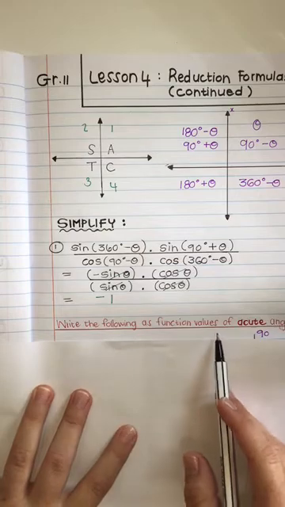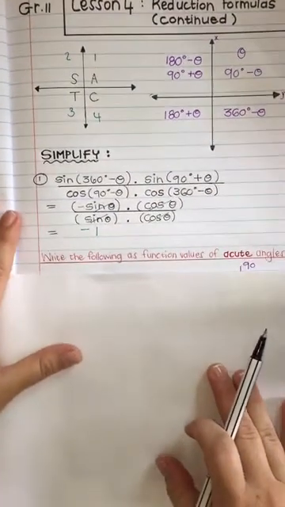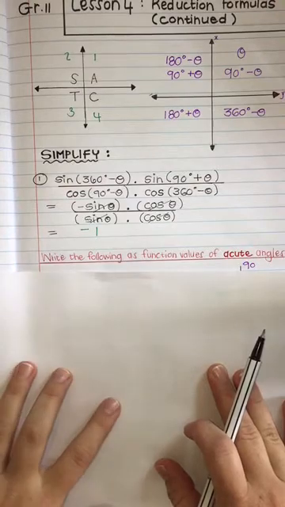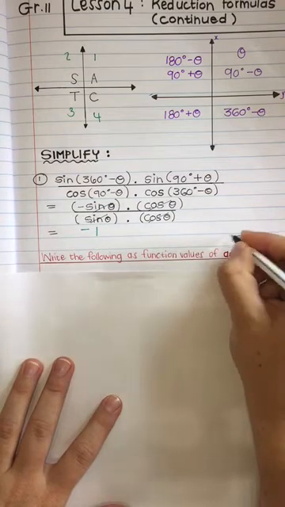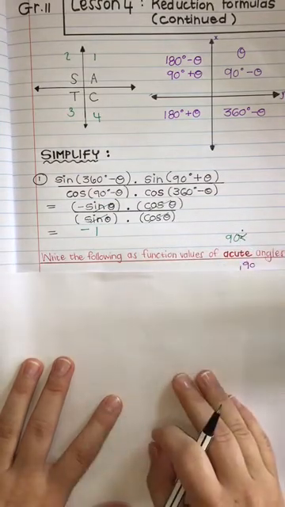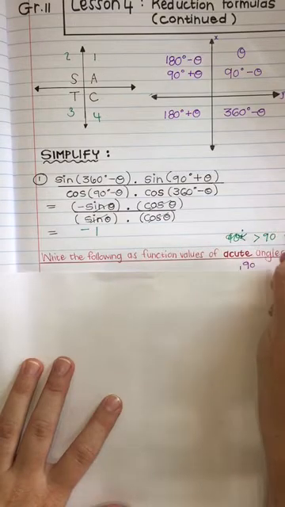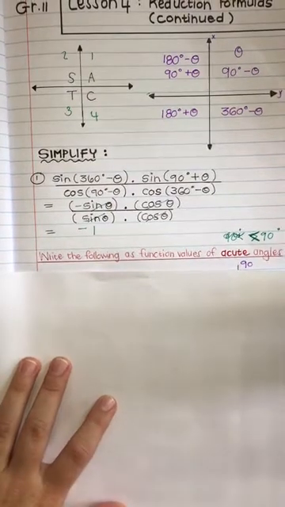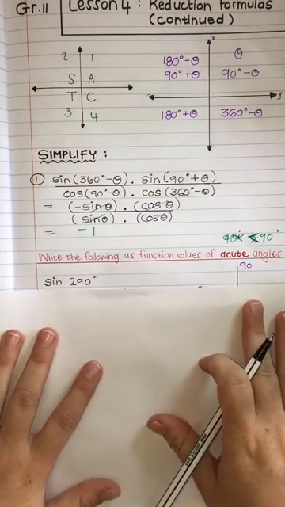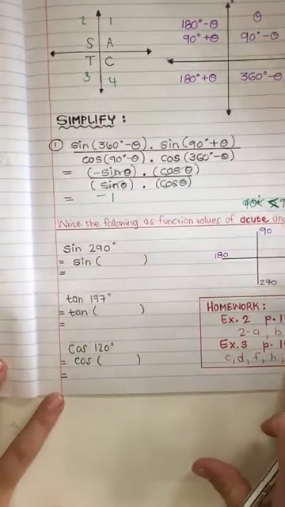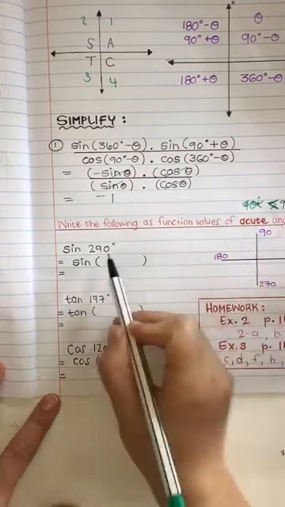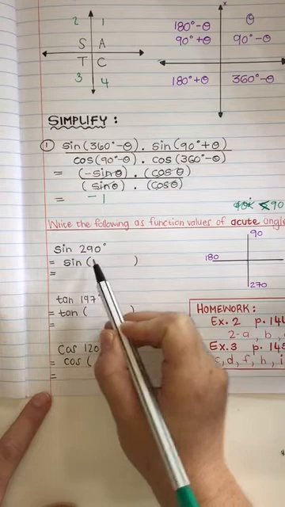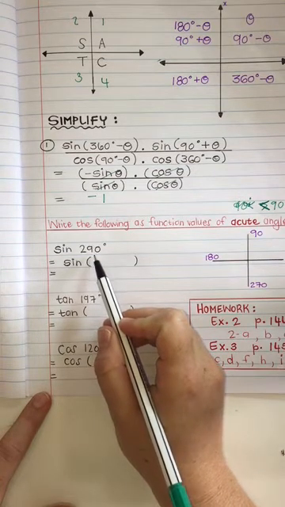Okay, then the second way they can ask you this is to write the following as a function value of an acute angle, or as function values of acute angles. Now remember, first of all, guys, acute angles are smaller than 90 degrees. Like that. Smaller than 90 degrees. Okay. So then they give us sine of 290 degrees. So guys, sine of 290 degrees is bigger than 90, so that is not an acute angle. And they are asking us to write it as an angle smaller than 90 degrees.